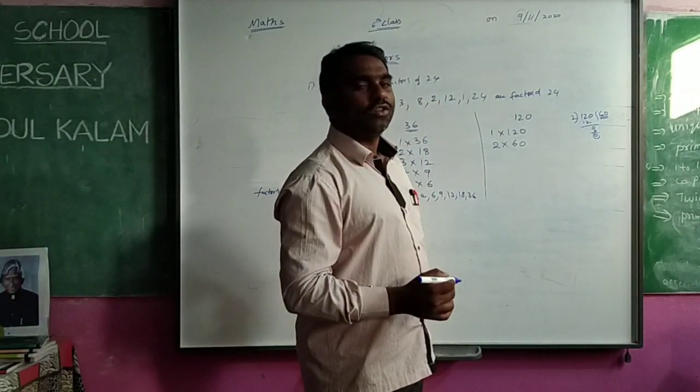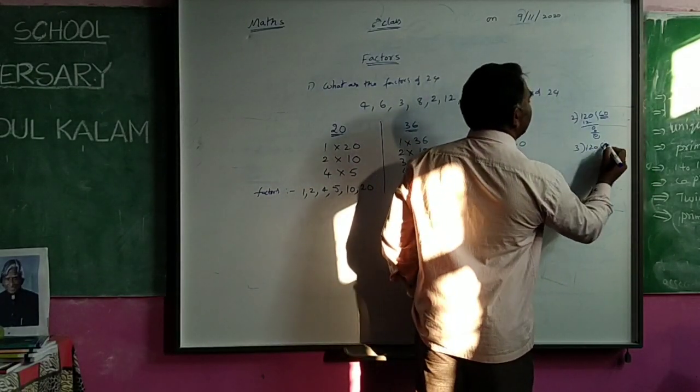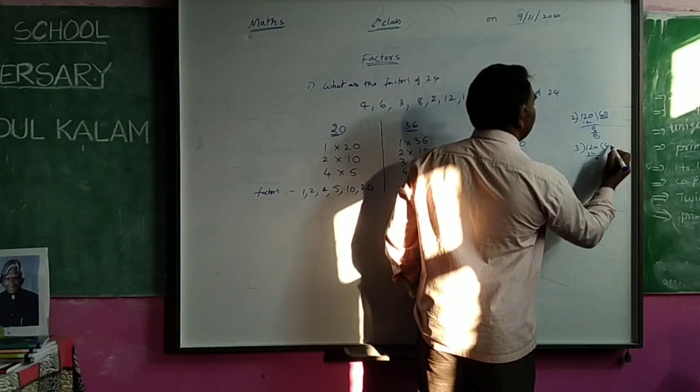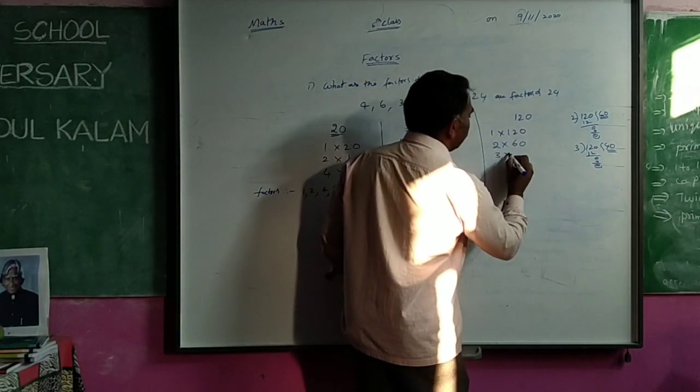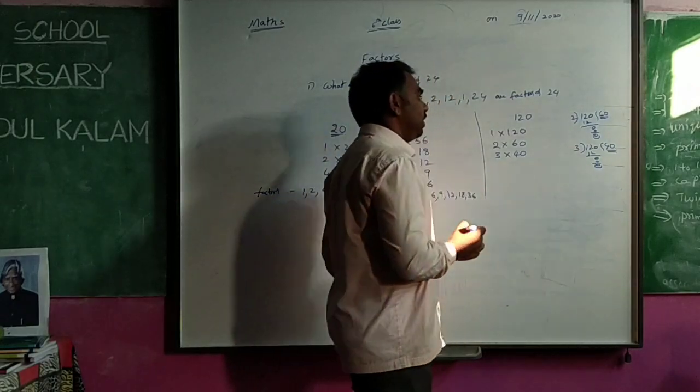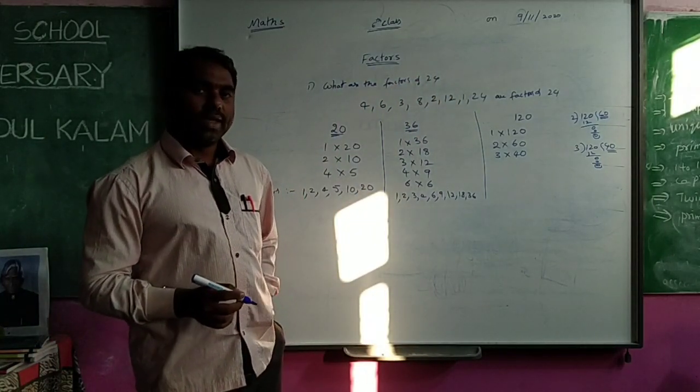So 3 is there. That's why it will come in the 3 table. How does it come? 3 4s are 12, 0. 3 zeros are 0. So how does it come? 4 0s are... So 3 40s are 120. After the 3 table, very good.